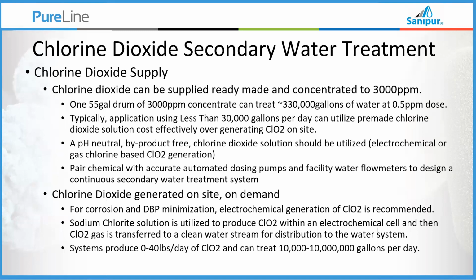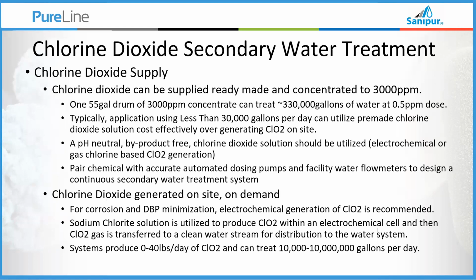For the larger systems where pre-made is no longer an option, so where you need half a pound or more a day of chlorine dioxide, chlorine dioxide generators are available. Again, for corrosion and disinfection byproduct mitigation, electrochemical generation is recommended here. With those systems, sodium chlorite and electricity are used to make chlorine dioxide, so there are no concentrated acids on site.